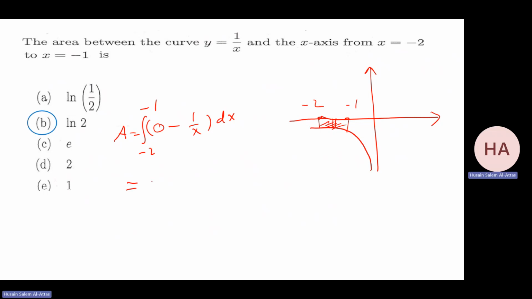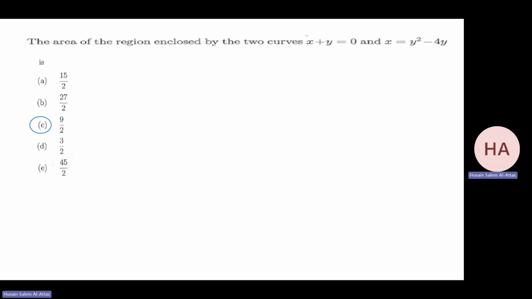And that gives me what? Minus ln absolute value of x from -2 to -1. That gives me minus, what is this? -1 minus ln 1 plus ln 2, which is ln 2. The area of the region enclosed by these two curves.